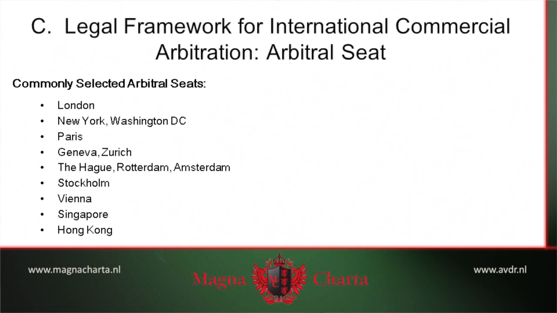What seats are used in practice by commercial parties? You can see commonly selected seats on the current slide. They're in no particular order. Number of important European seats here in the Netherlands, Amsterdam, Rotterdam, The Hague. Elsewhere, London and England, New York and Washington, D.C. in the United States, Paris, Geneva, Zurich, and in Asia, Singapore and Hong Kong, all very frequently used.